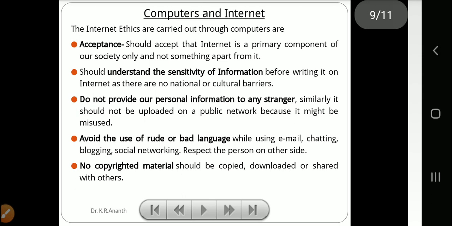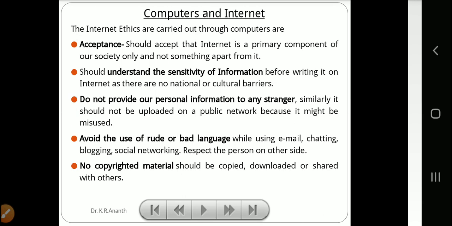The next topic we move to is the computer and the internet, and how ethics are carried out there. The first one we talk about is acceptance. This is the primary component of our society. Next is to understand the sensitivity of information, where no national or cultural barrier should be identified. Next is do not provide our personal information to any stranger because it might be misused.